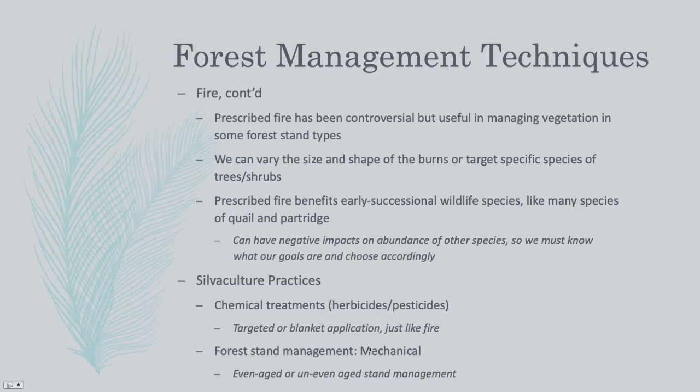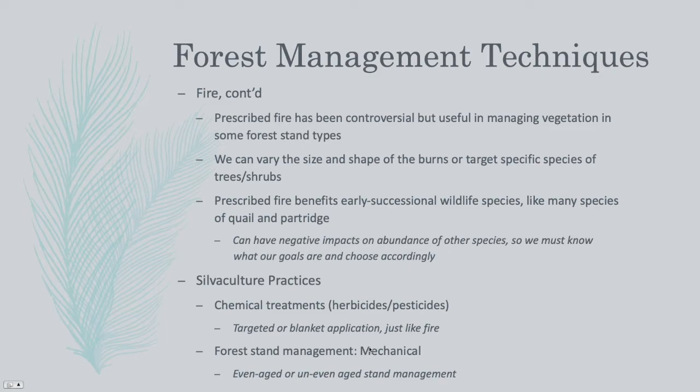So we don't completely wipe out the plant species, but we sort of turn the clock back a little bit, and we can benefit those early successional species, like many species of quail and partridge that require grass but also need some shrubs. This is a really good way to manage for them.